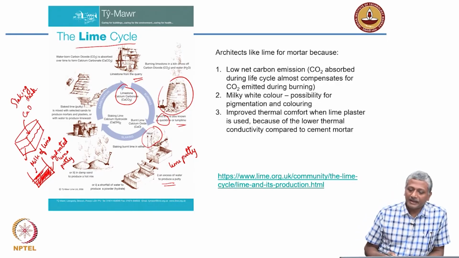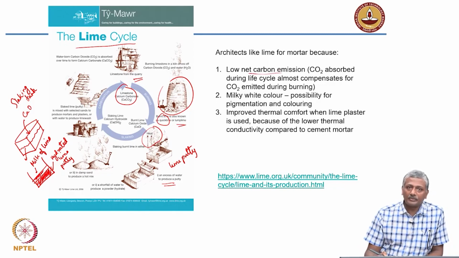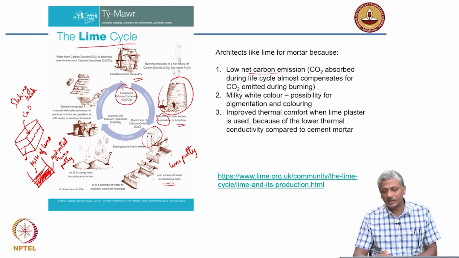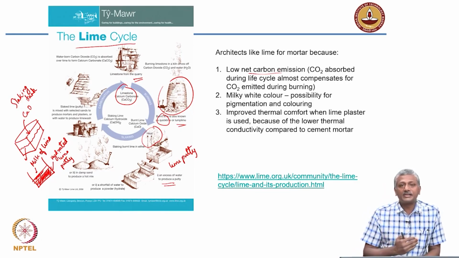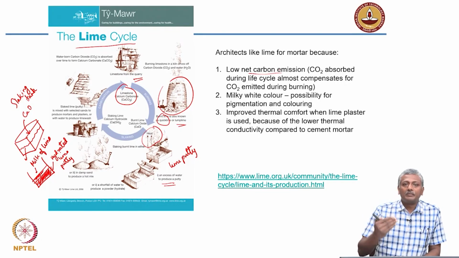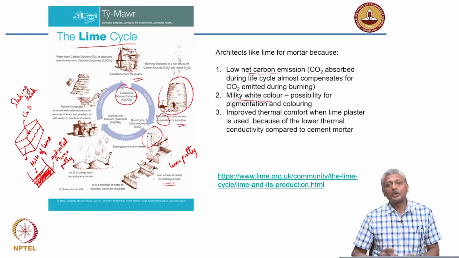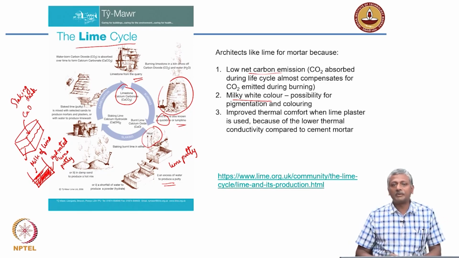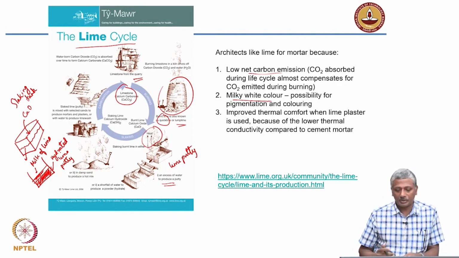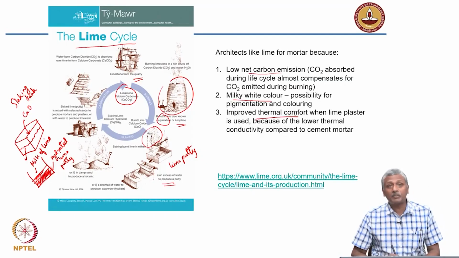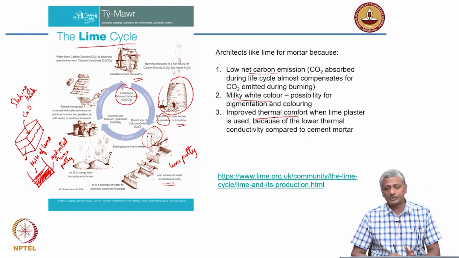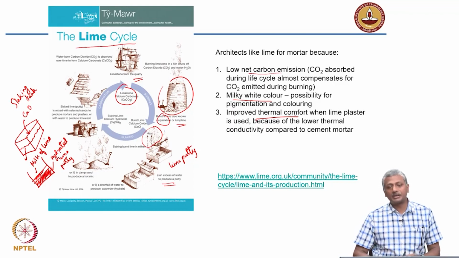Again, as I said, architects like lime for mortar because of net carbon emission being very low, not zero, it can't be zero, but it is very low. The CO2 that is emitted during burning, most of it gets reabsorbed during the process of hardening. It has a milky white color. Pure lime mortar will have a milky white color, and that's very good for pigmentation. You can color it in different pigments. So that's why architects like lime mortar that way. And generally when lime plaster is used, you get improved thermal comfort as opposed to cement plaster because of the lower thermal conductivity.